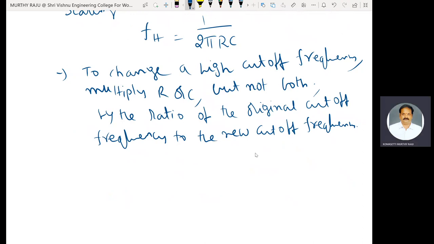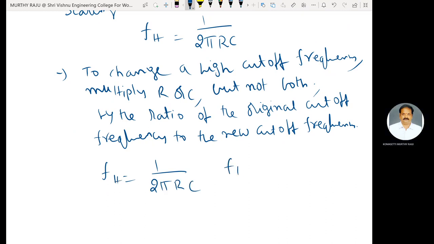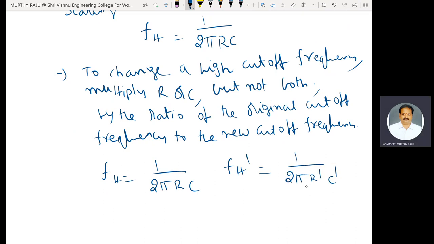Here in filter design, the needed values of R and C are often not standard. A variable capacitor C is not commonly used. For both the cutoff frequencies, FH is equal to 1 by 2 pi RC, and FH dash is equal to 1 by 2 pi R dash C dash. In both the cases, generally variable capacitors are not desirable. So C dash is equal to C.